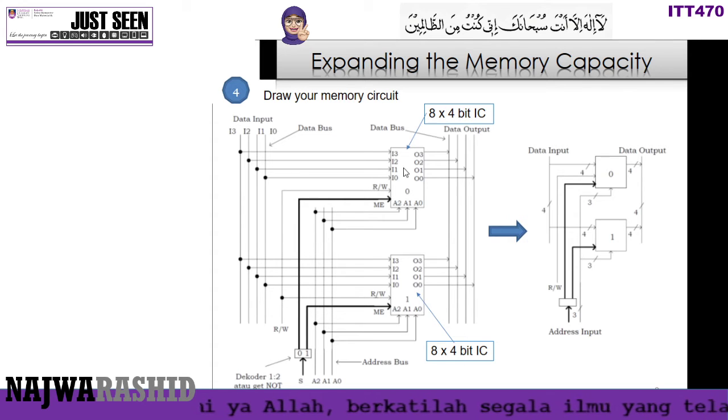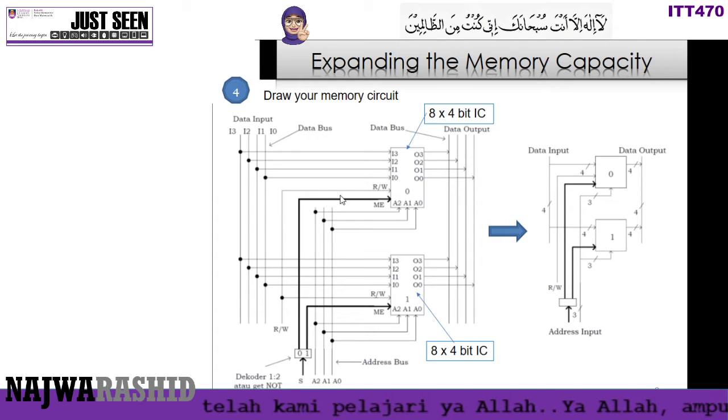The next step, you need to draw your memory circuit. So you have 2 memory chips, memory 0 and memory 1. Each memory must have 5 components, which are the data input, the data output, the read and write, the memory enable, and the address line. So this one is your IC 8 times 4. And then you combine 2 chips of 8 times 4, you will get 16 times 4 memory capacity. So data input is equal to 4 because M equals 4. Data output is equal to 4.